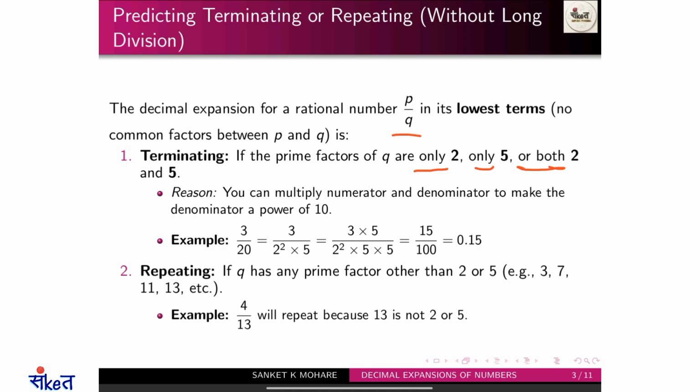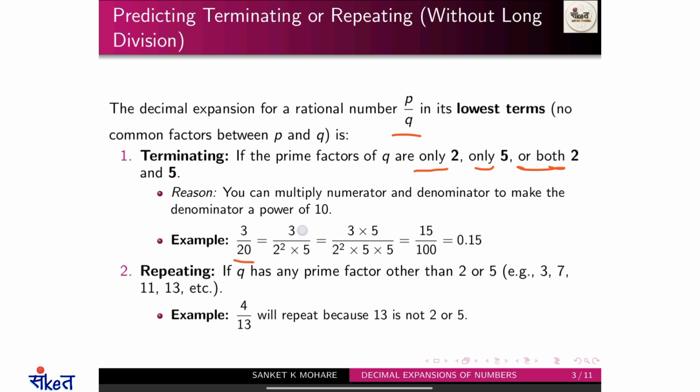We will understand this concept with the help of an example. Consider the rational number 3 by 20. Here the prime factors of 20 are 2 and 5, so 3 upon 2 square by 5. We will make 20 into a power of 10. If I multiply 20 by 5, then I will get 100, which is a power of 10, that is 10 square.